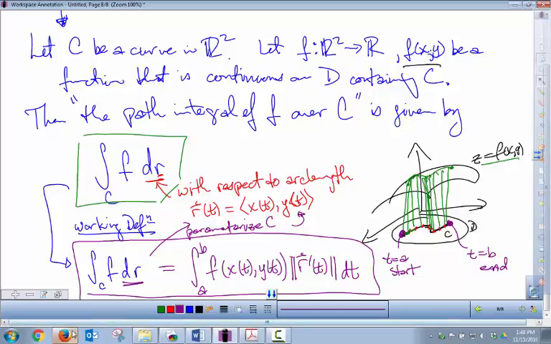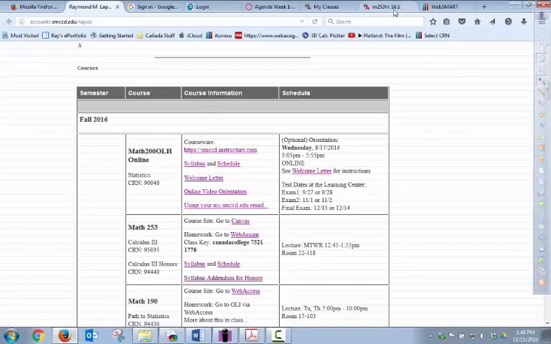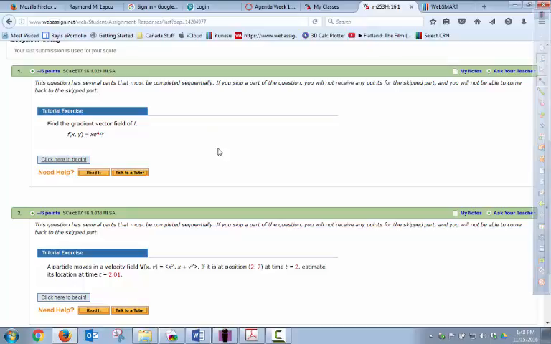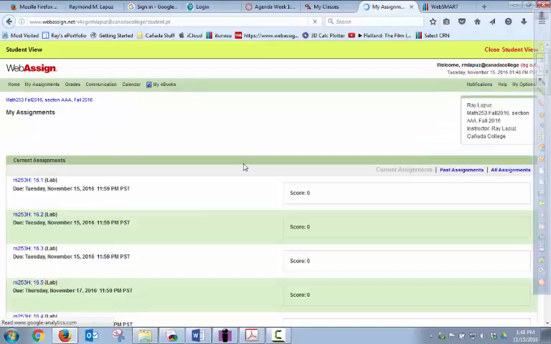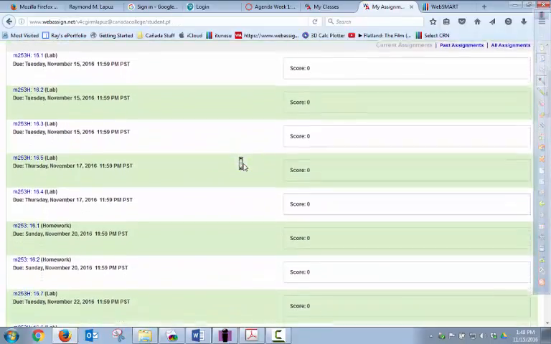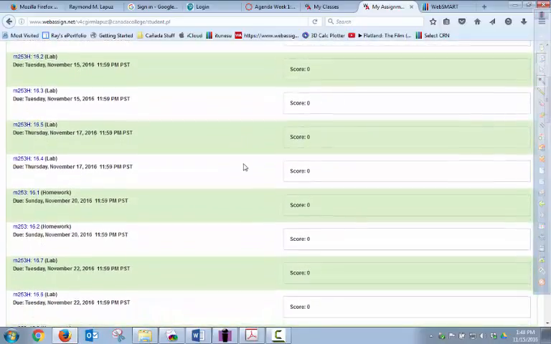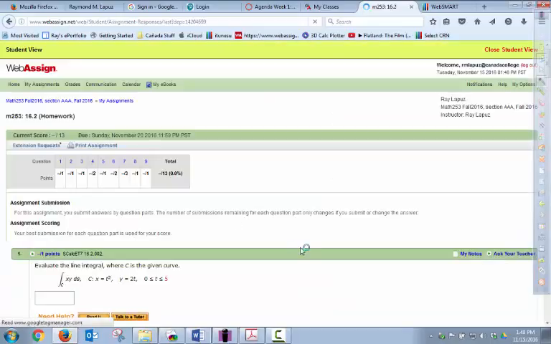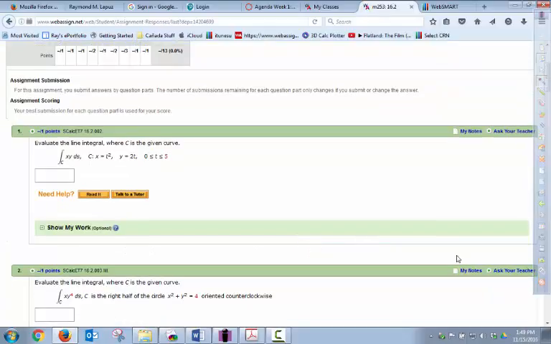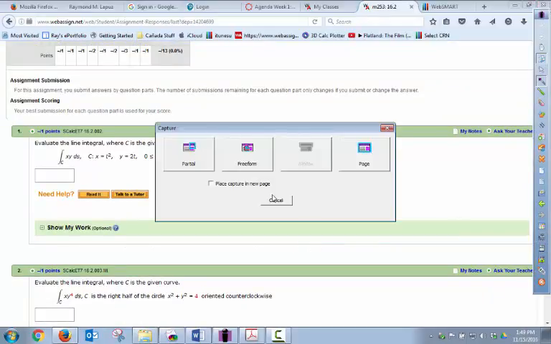So let's see if we can do a quick example. Should we do an example from your homework or from your lab? Homework. Let's do the first one.